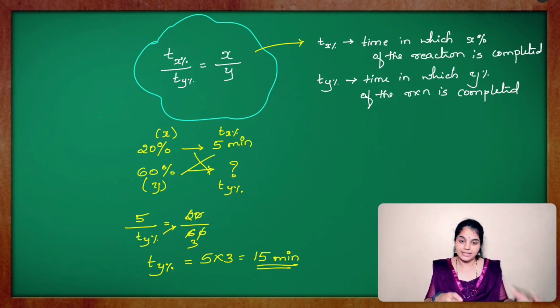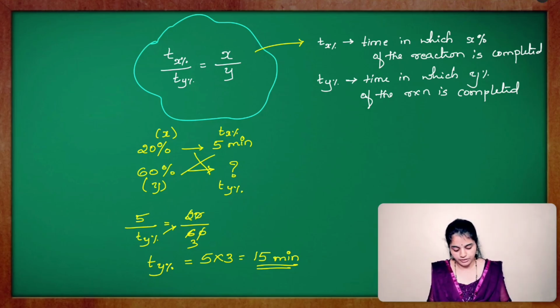20% of the reaction is completed in 5 minutes. Time for completion of 60% is how much? The formula is T x percent divided by T y percent is equal to X by Y. Easy, isn't it? Let's consider one more question.